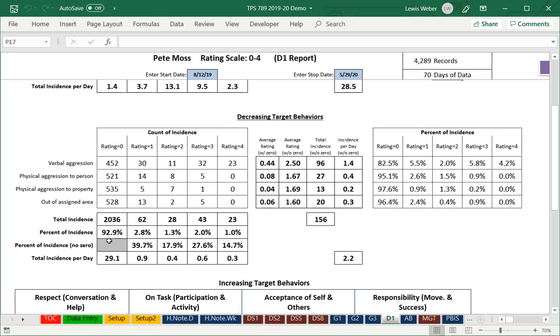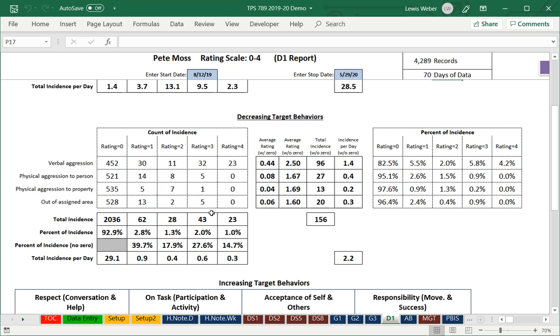92% of all the recording blocks showed a 0 for those 4 different decreasing target behaviors. Now, we can look at the total incidents per day. Across target behaviors, 0.6, not quite 1 episode per day, had some measure of a 3. And it's pretty low because Pete's behavior is not that frequent, verbal aggression being the most significant.